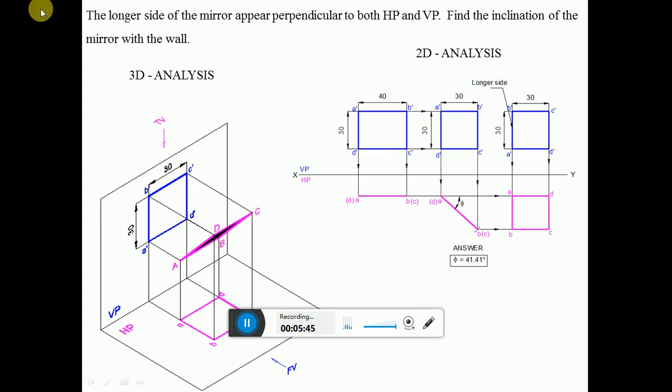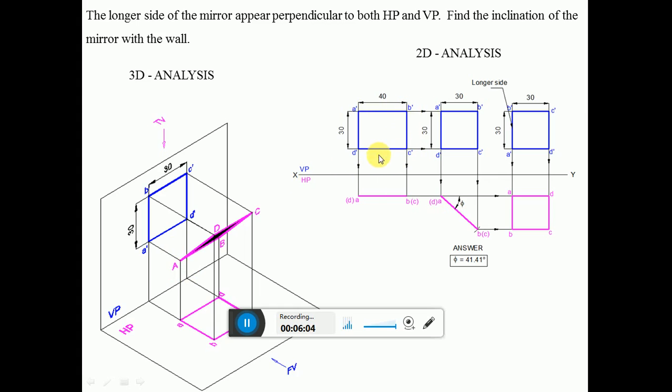Then he says the longer side of the mirror appears perpendicular to both HP and VP. Find the inclination of the mirror with the wall. So the longer side of the mirror means what? The longer side of the mirror means A dash B dash or C D.